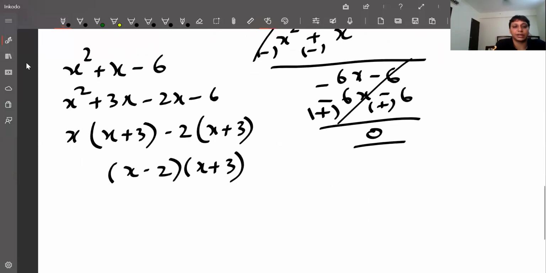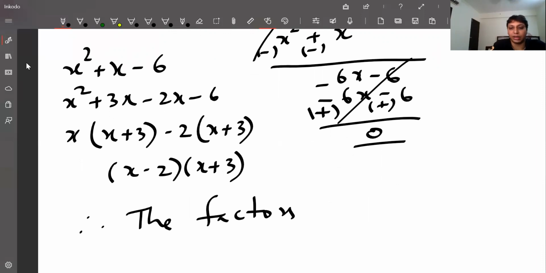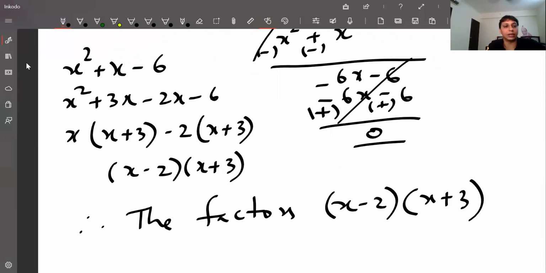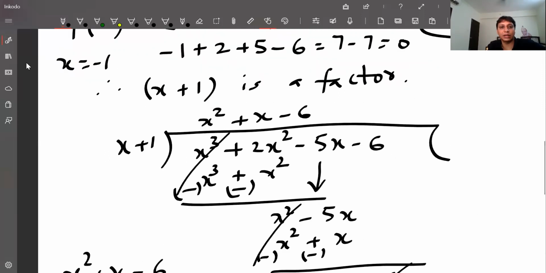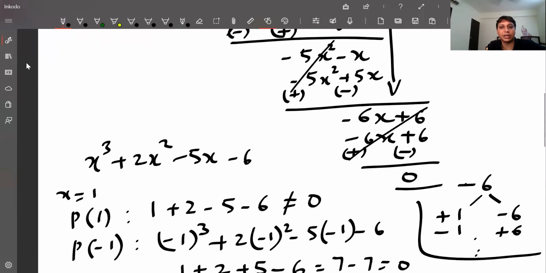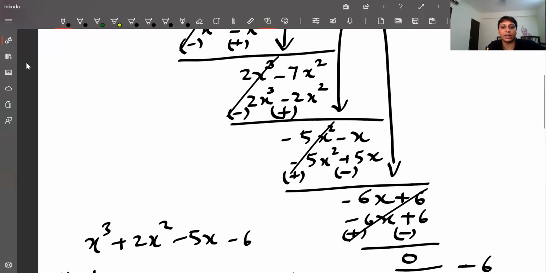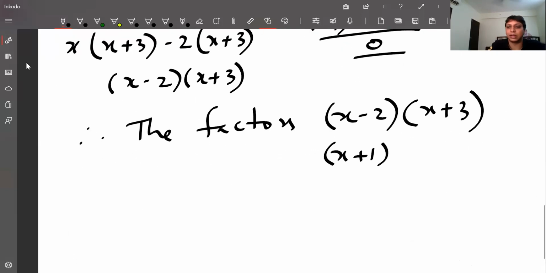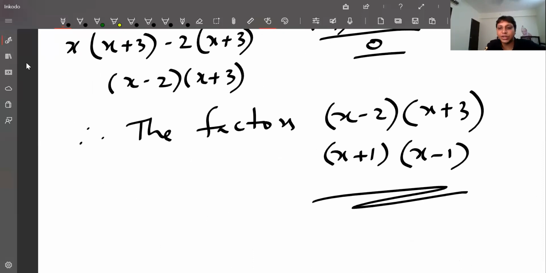Okay, so therefore, the factors of the given polynomial will be x minus 2, x plus 3, x plus 1, and whatever we got in the first step, which is nothing but x minus 1. So for the cross-checking part, we just need to multiply all these four factors, which should give us the given question or the given polynomial.